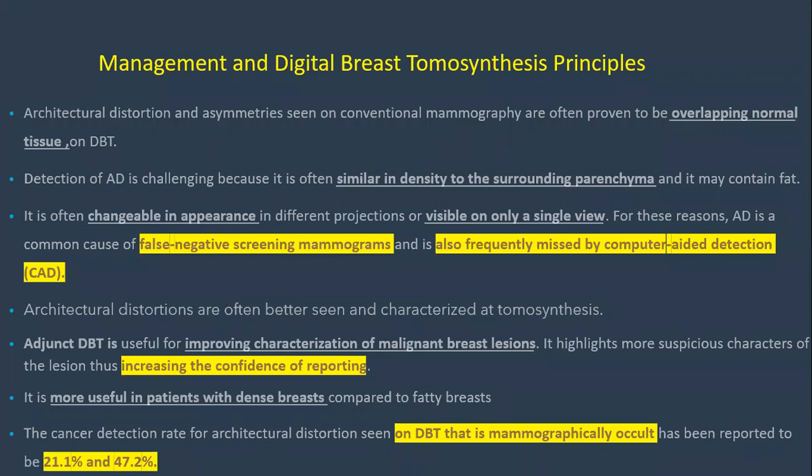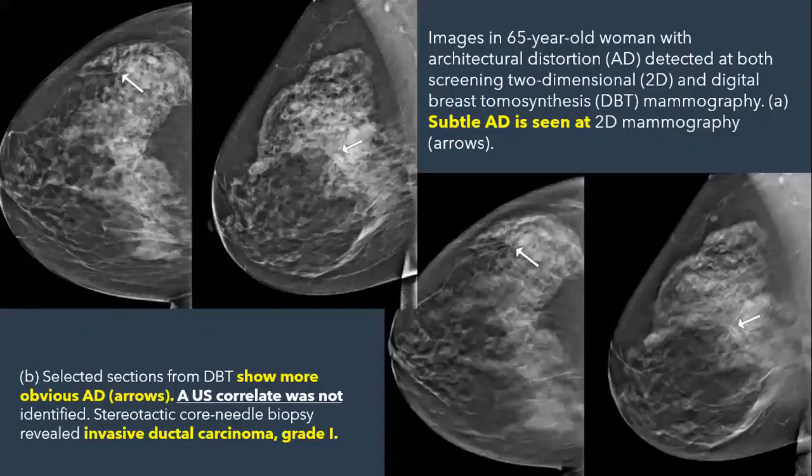So the cancer detection rate for architectural distortion seen on digital breast tomosynthesis and mammographically occult has been reported to be 21.1% and 47.2%, too high. Yes, almost up to 50% of the patients.